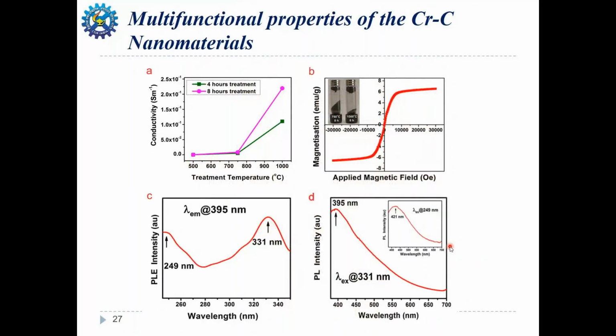And these are the different functional properties like electrical conductivity, magnetic, and the luminescent properties. And we see that the magnetization values are fairly higher compared to the previous carbon, primarily because the chromium also contributes to magnetic property because it is paramagnetic in nature. So the total magnetization is improved compared to the previous case.